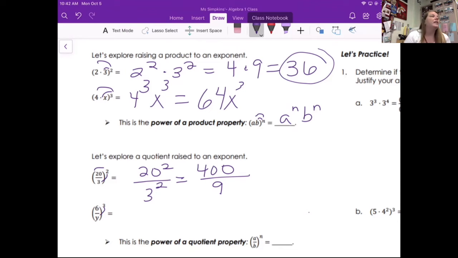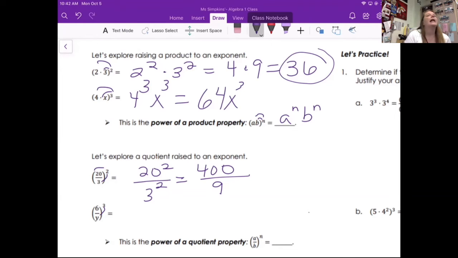The only thing that I may make you do at some point is if you could simplify it, like if it was 400 over 15 and 5 goes into both of those things, that may be something I ask you to do. But I do not want you to do that here, especially because when I take 400 and divide it by 9, it's a repeating decimal.